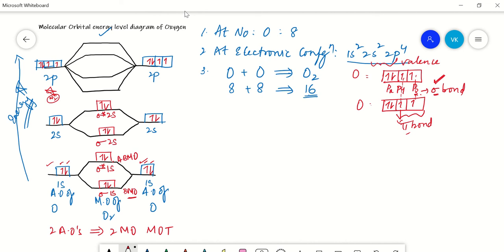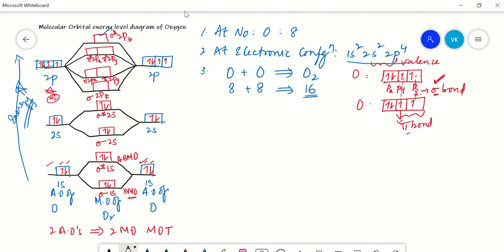So here you will have your sigma bond, that is the sigma 2pz orbital, and here you have the pi orbitals, pi 2px and pi 2py. In the same way, there will be no change in the case of the anti-bonding molecular orbitals: pi star 2px and pi star 2py in the lower energy level, and sigma star 2pz in the upper energy level.